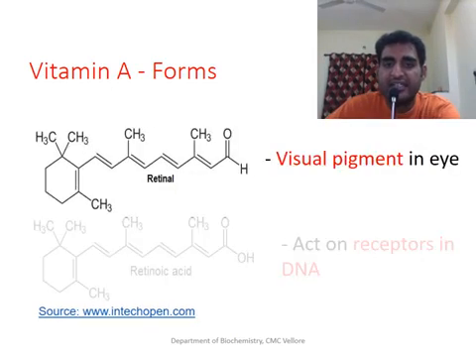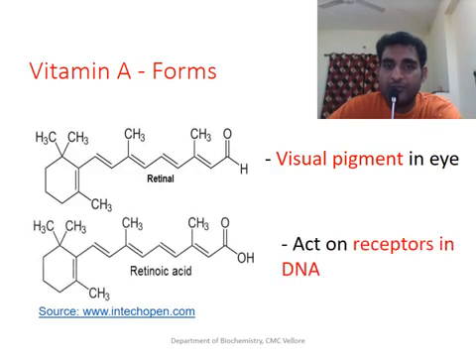Retinal, the aldehyde form, is the light sensing pigment in eye. Retinoic acid, the acid form, acts on nuclear receptors and affects gene expression.